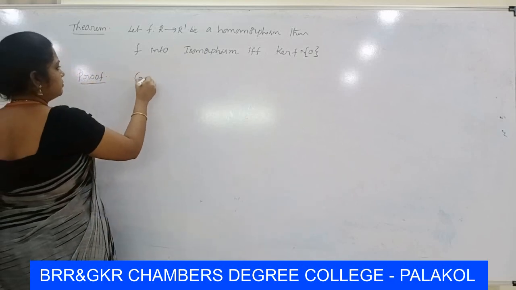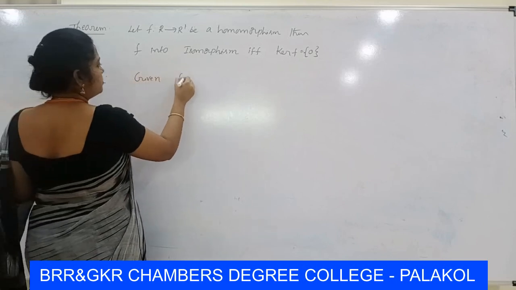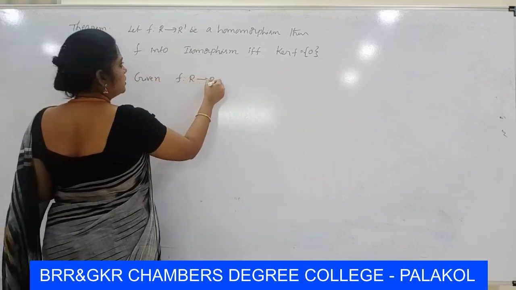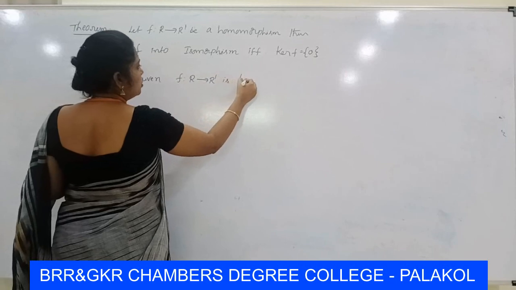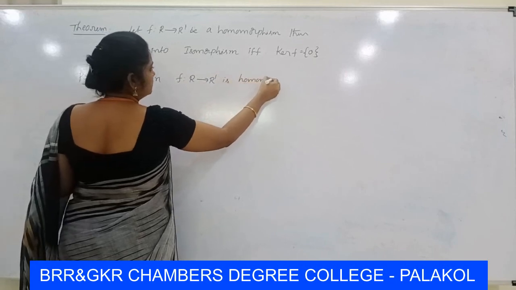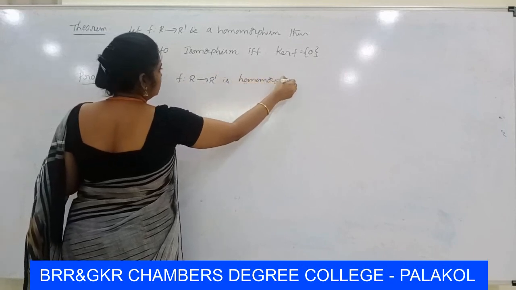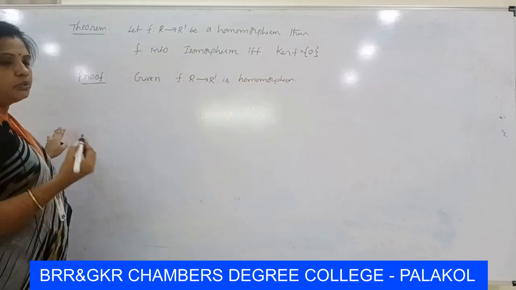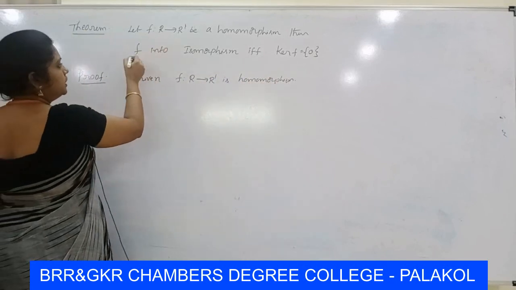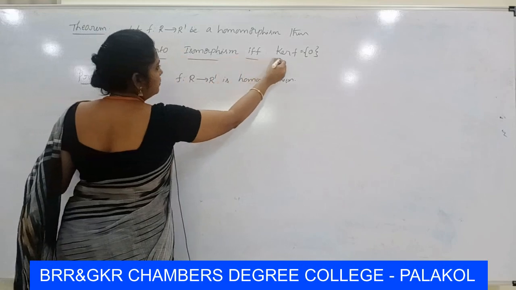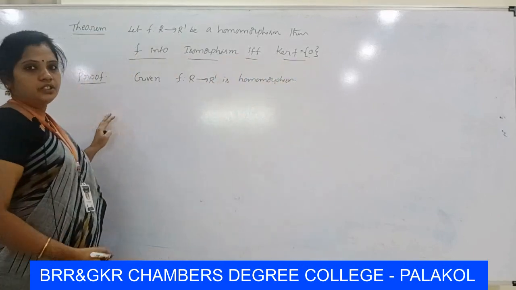Given that f maps R to R dash is a homomorphism, we have to prove that f is an into isomorphism if and only if kernel f equal to singleton 0.